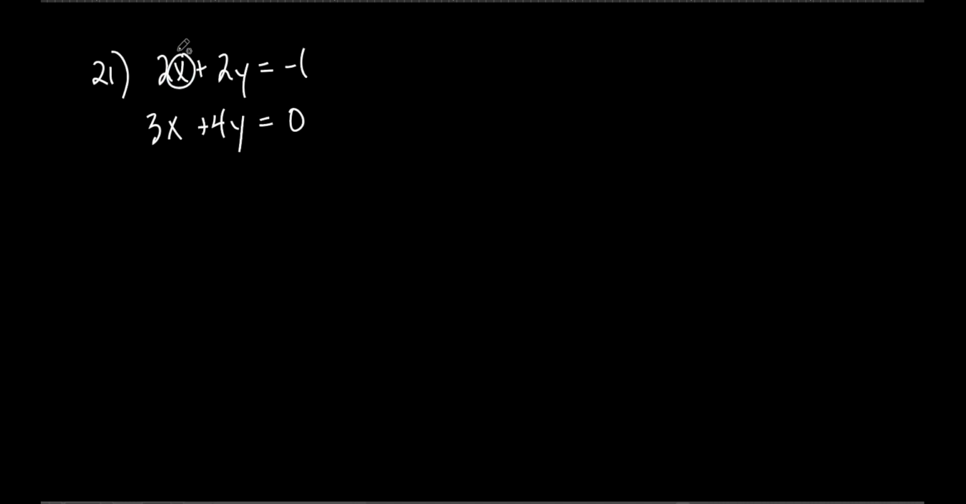Anybody still here? So let's get x by itself. So I'm going to rewrite the problem. Let's get x by itself. So I'm going to subtract 2y from both sides. And I'm going to divide by 2.